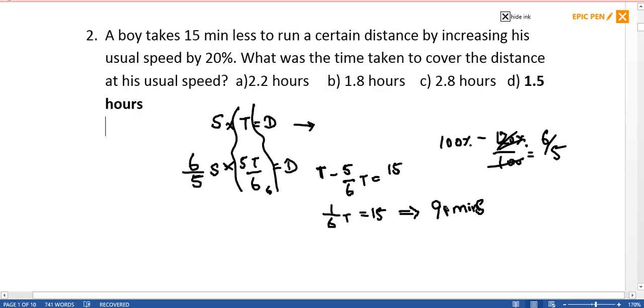Apologies for the very bad handwriting. My gadget is going haywire at times, so you have to bear with that. So this is going to be my time. What are they asking here? What was the time taken to cover the distance at his usual speed? This is the usual speed, so t is our usual time. What did we find out? We found out t, that is our usual time, which is 90 minutes, which is 1.5 hours. So that is our answer.